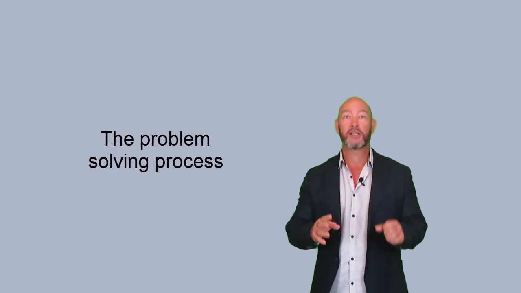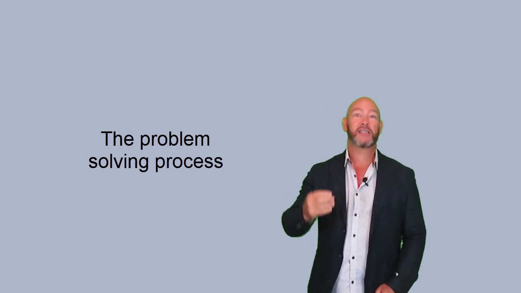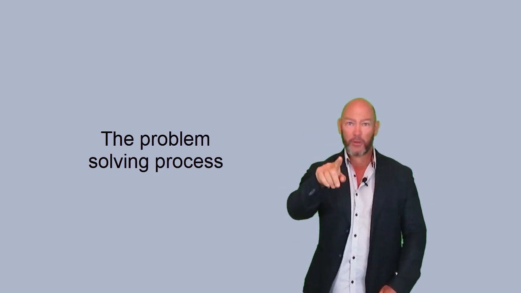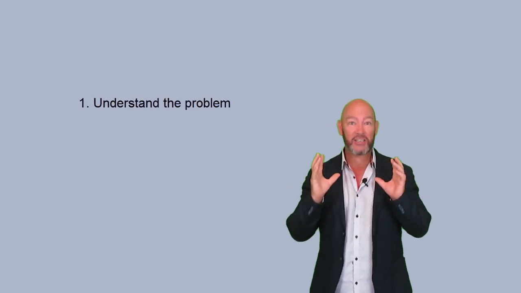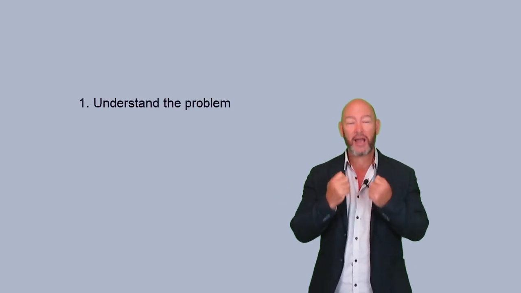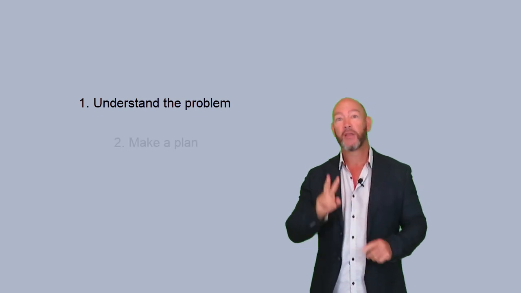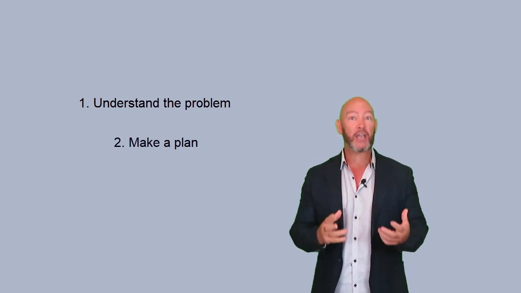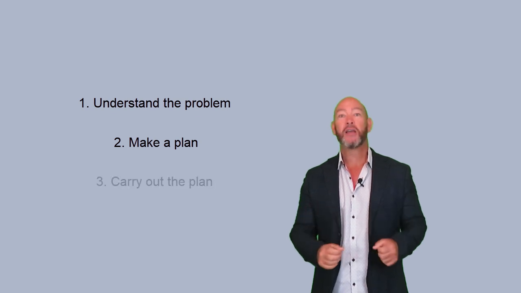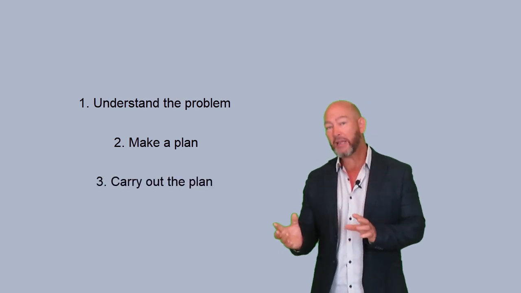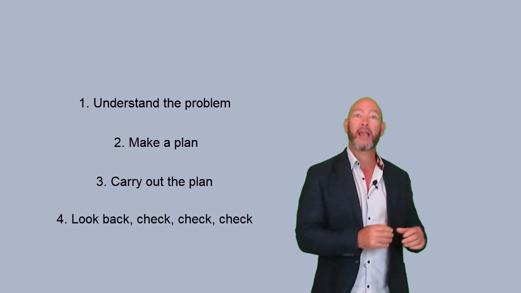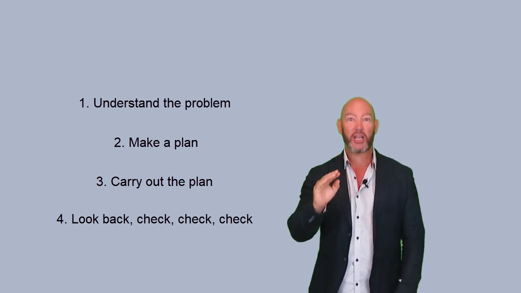Okay, so what is the process for solving a problem? Well, it's a 4-phase process, sometimes called phases, sometimes called stages. The first one is to understand the problem. You should spend time understanding the problem more than you think. Number 2 is to make a plan, design a plan. Number 3, carry out the plan. And number 4, look back, check, check, check.